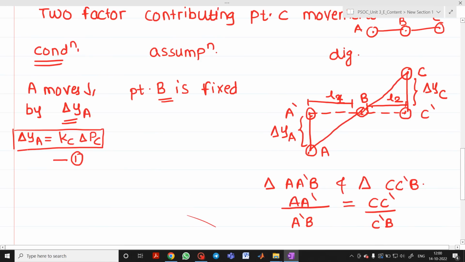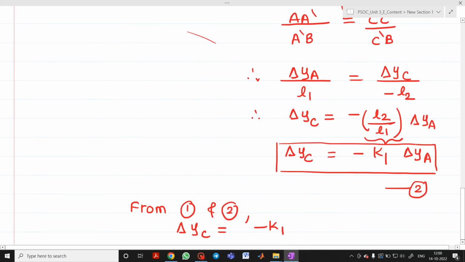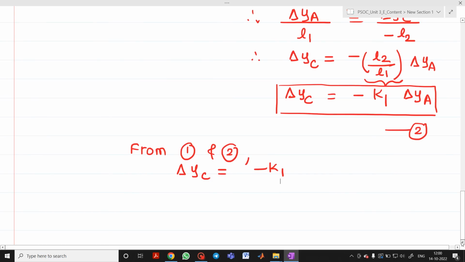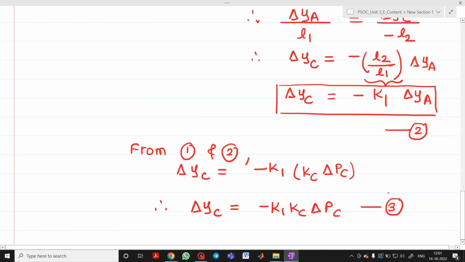Now can I substitute delta YA from equation number 1? Yes. Delta YA will be equal to Kc into delta Pc. So in place of this delta YA, I put the value from equation number 1. So how can I write the expression here? Delta YC will be equal to minus K1 into Kc into delta Pc. Mark this as equation number 3.